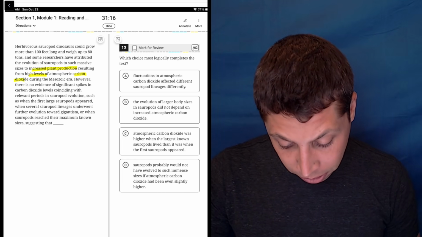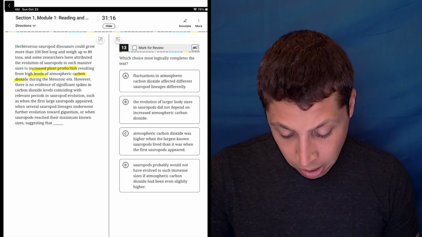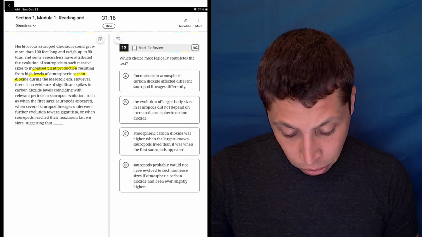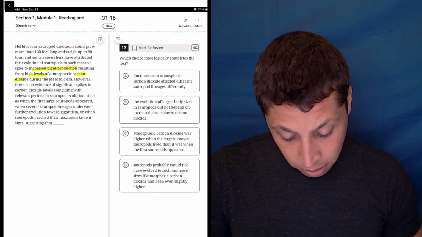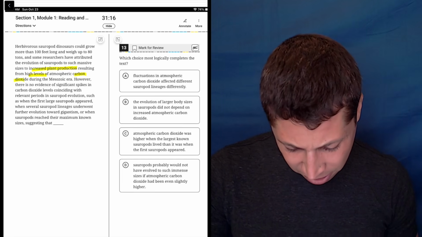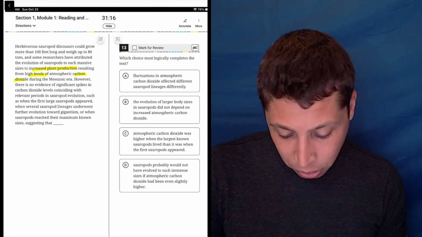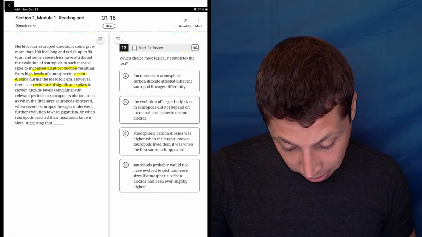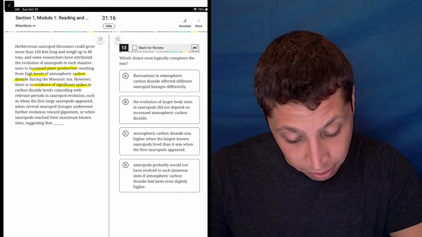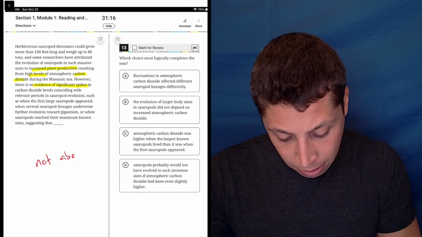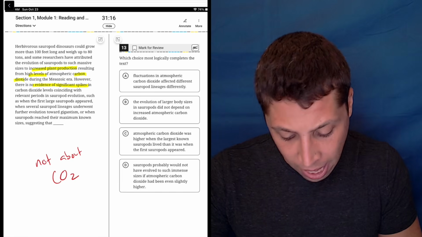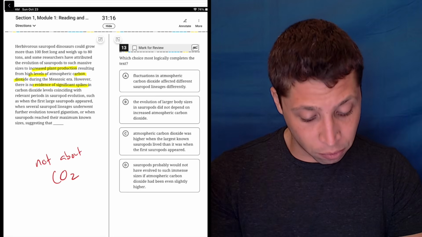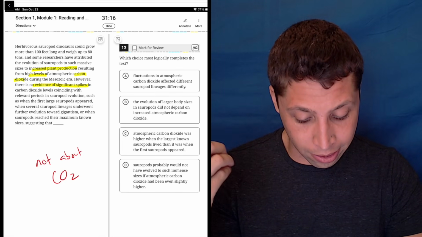However, carbon dioxide levels coinciding with relevant periods in sauropod evolution, such as when the first large sauropods appeared, when several sauropod lineages underwent further evolution, or when, okay. What? However, there is no, oh, I missed an important line. There is no evidence of significant spikes during these periods, suggesting that it's not, okay, so not about carbon dioxide. That's my note that I leave to myself, okay. Suggesting that fluctuations in atmospheric carbon dioxide affected different sauropod lineages differently.